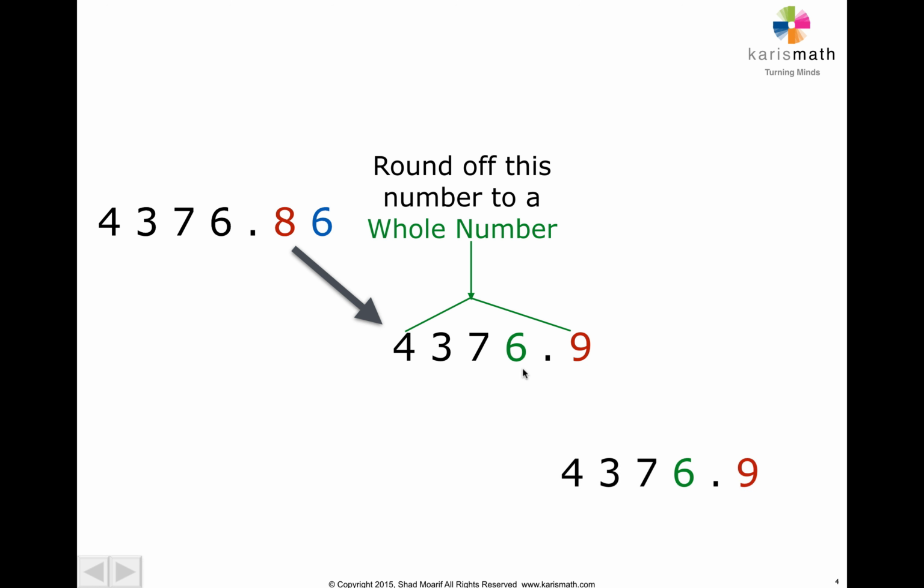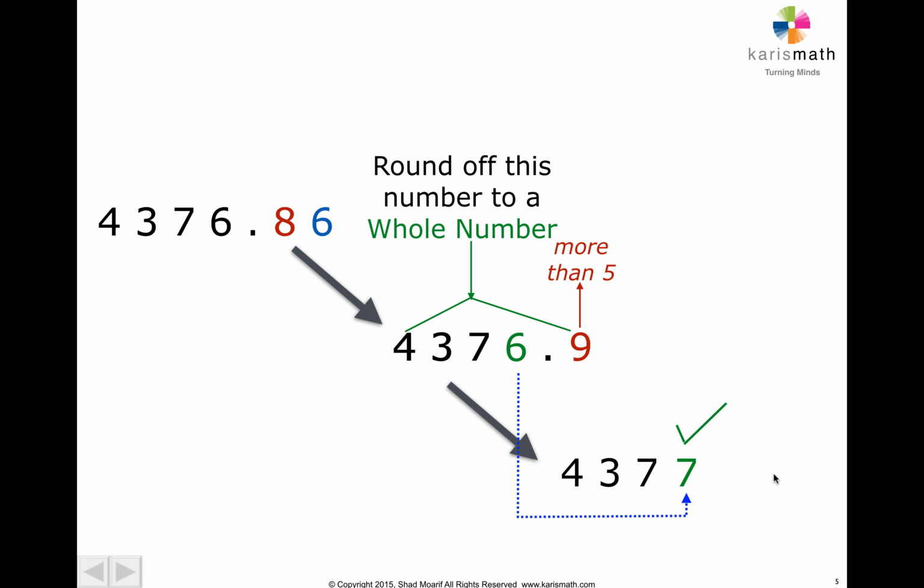4377. We increase this by 1 because 9 is more than 5. And so that becomes 7. And we zero this out. There you go. We have the number as a whole number. There are no decimals here. Look at the pattern. Look at what we did.